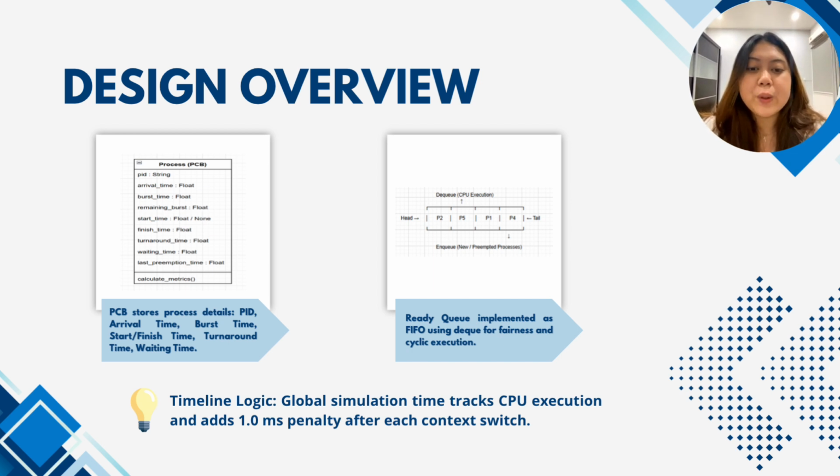Next, the ready queue is implemented using a FIFO structure with a deque, ensuring fairness and cyclic execution for the round-robin algorithm. The timeline logic uses a global simulation time variable that tracks CPU execution and adds a 1 millisecond penalty after every context switch. These design choices ensure realistic scheduling behavior and allow precise measurement of performance metrics for different quantum sizes.